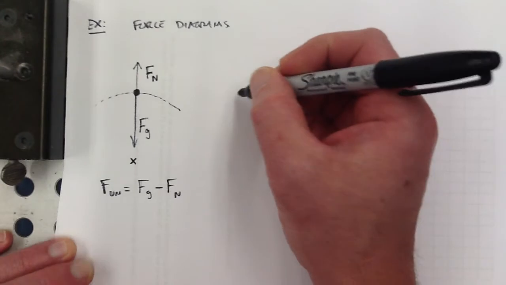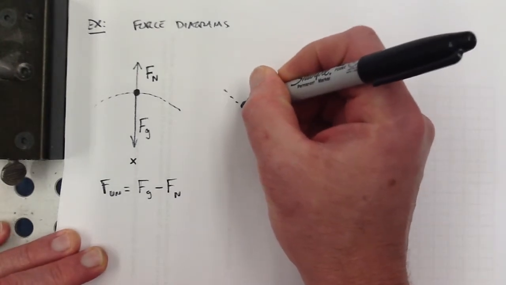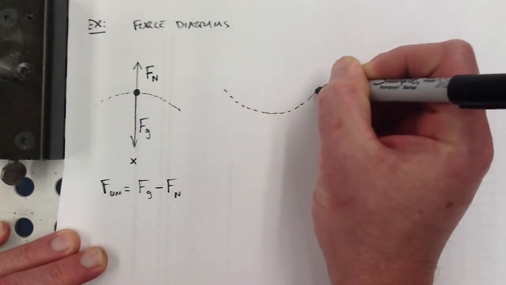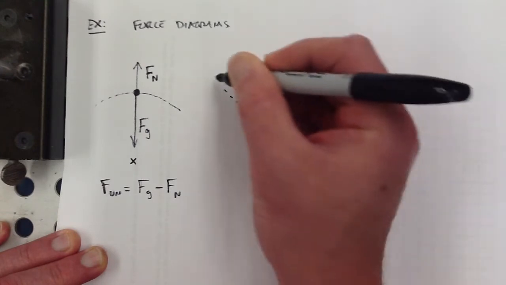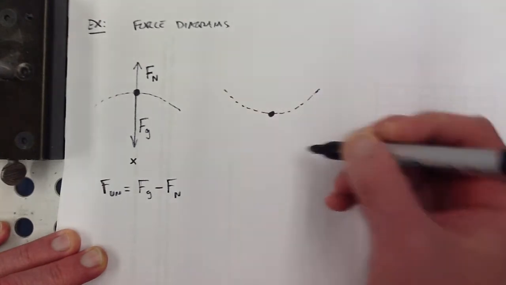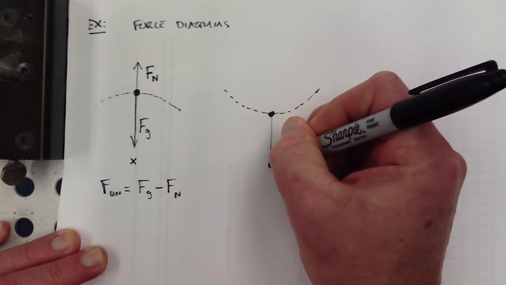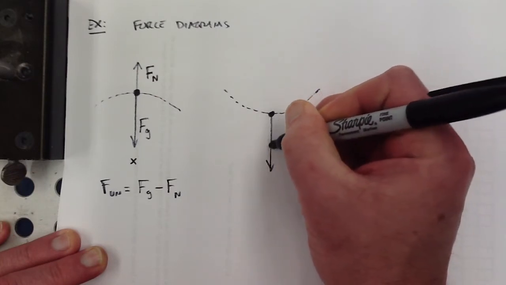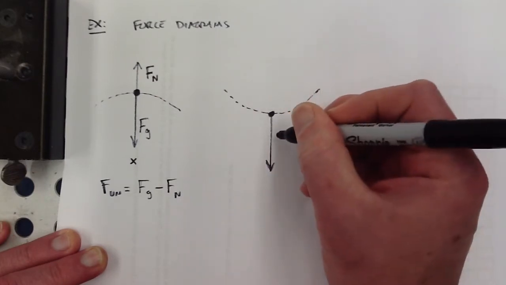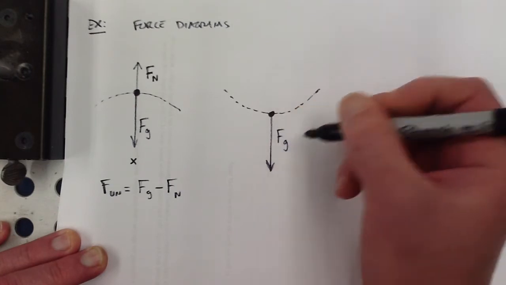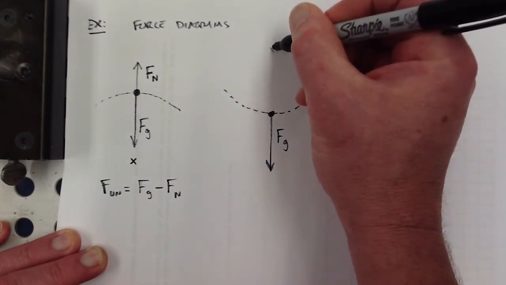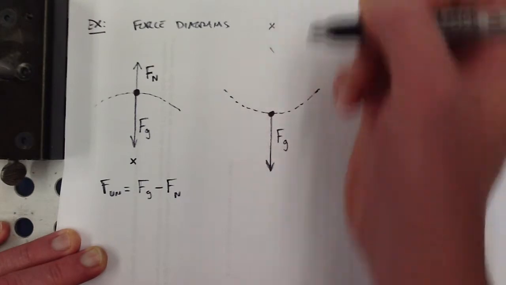Likewise, let's say the same car is driving through a dip in the road. How much gravity is there? The same as there always is. The force of gravity is not going to change. But now the center of the circle is up here. So actually, make it a little higher.